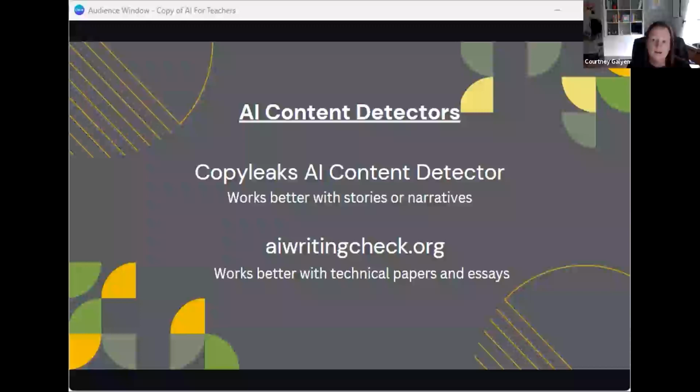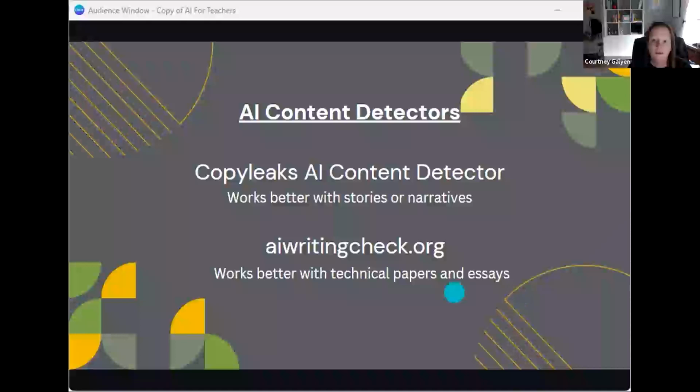So when you use these AI detectors, they're never going to conclusively tell you whether it was written by an AI or a human, because there's really no way to be absolutely certain. It's going to give you a percent likelihood that it's written by a human. If you're doing narratives or any kind of stories or fiction pieces, CopyLeaks is the way to go. CopyLeaks is very, very good at telling whether a narrative was written by a human or a bot. It's not as good at detecting academic writing or essays and research papers.